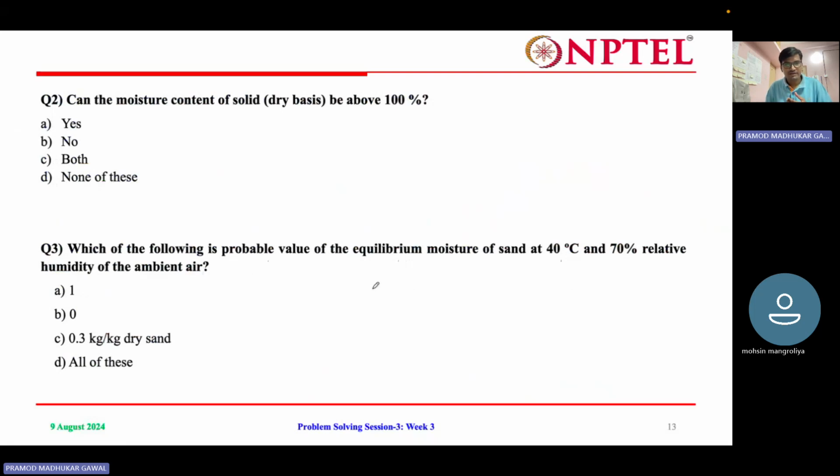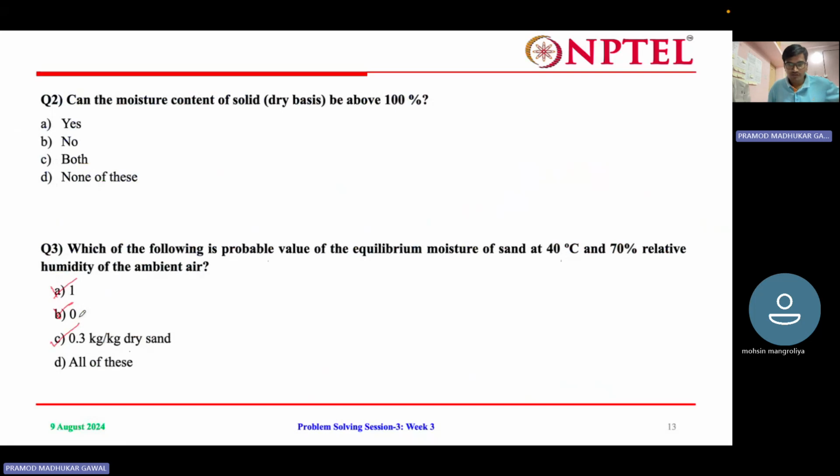First, A is the highest value of the moisture, so it is not possible as an equilibrium. And 0 is also an unrealistic value, because any solid has some equilibrium moisture content. So 0 is not possible, right? So 0.3 kg of moisture per kg of dry sand is a possible, probable value of equilibrium moisture of sand.